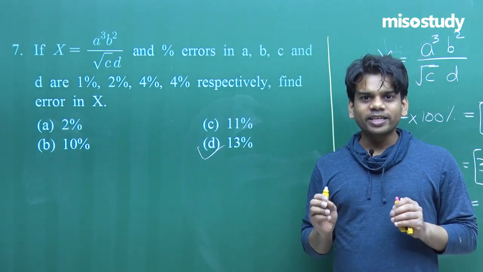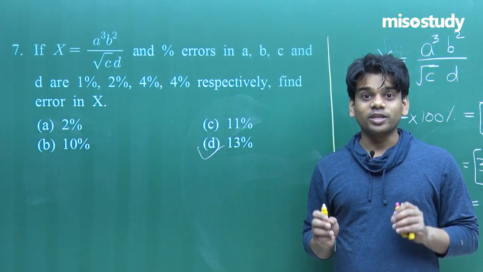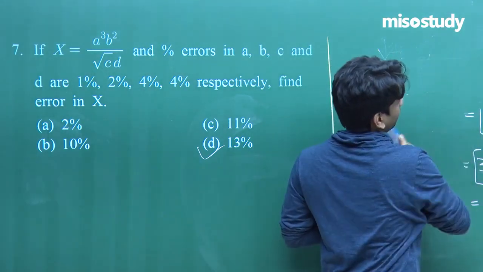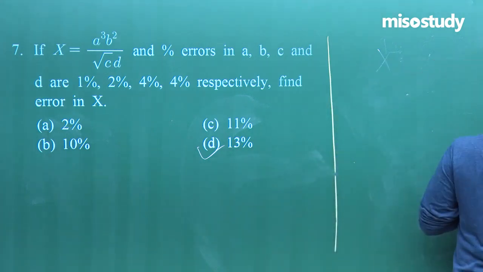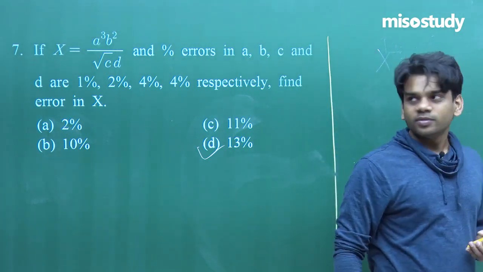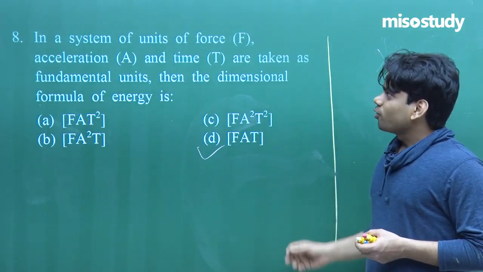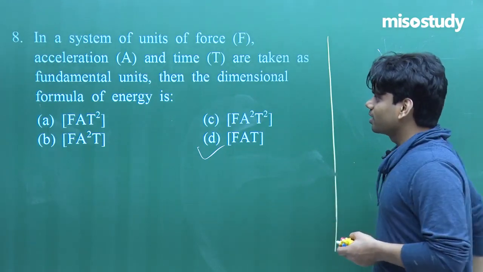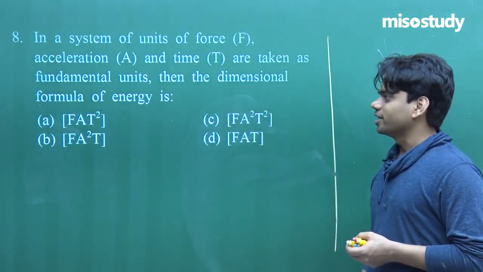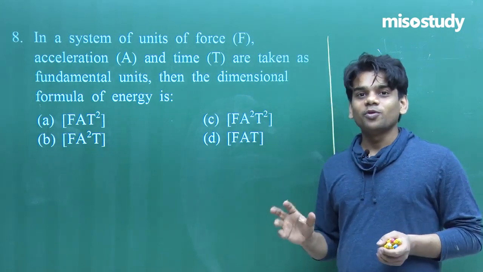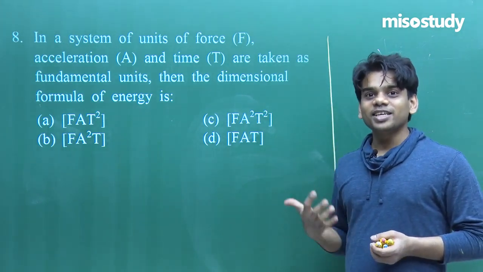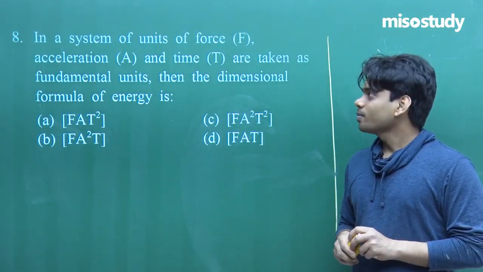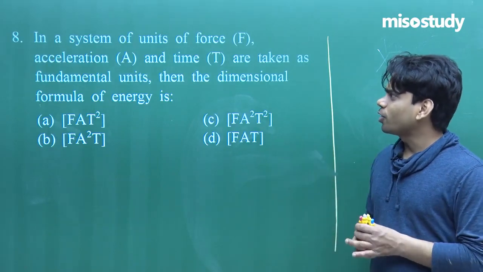I believe that now anytime such kind of question is going to be put up in your examination, you can easily solve them. Let's go ahead with the next one, and before that let me rub this part. The next one: in a system of units, force F, acceleration A and time t are taken as fundamental units, then the dimensional formula of energy is. This time we have changed the fundamental variables to force, acceleration and time instead of mass, length and time. So what will be the dimensional formula for energy?